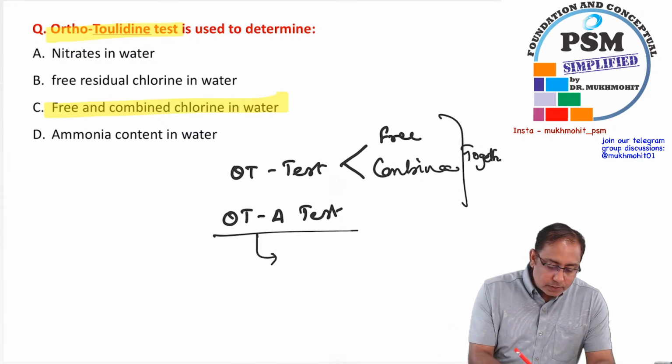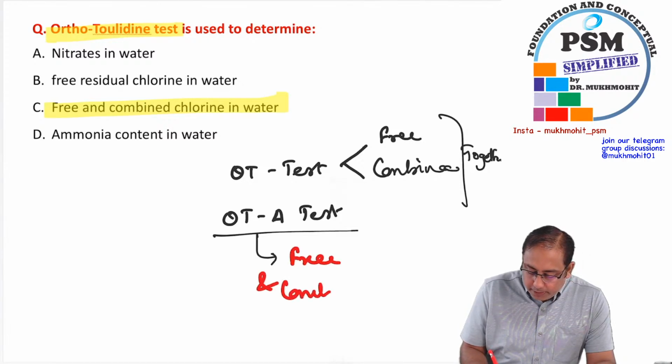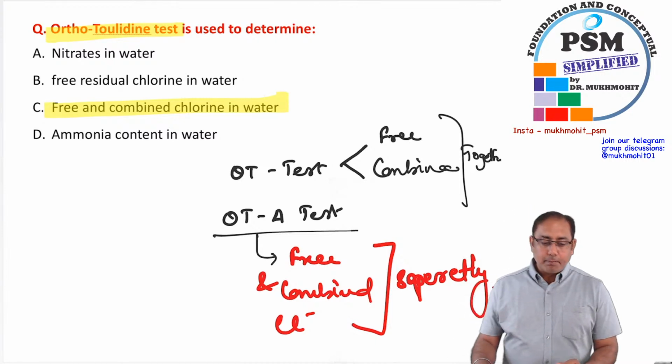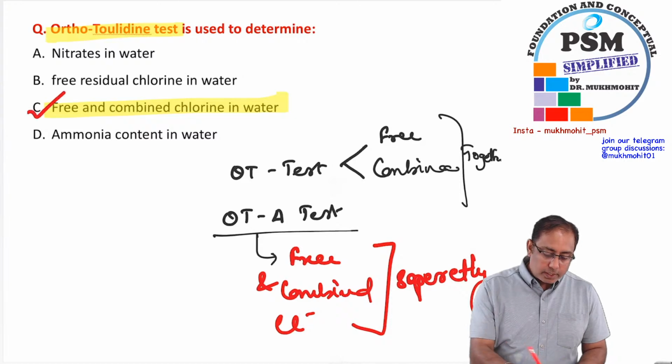Orthotolidine arsenate test will tell us about what? It will tell us about the free and combined chlorine separately. That is what the orthotolidine arsenate test is.